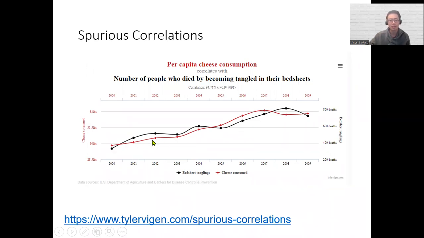And if we put the two graphs together, you see that they look very much alike, right? So does eating more cheese make you more likely to get tangled and die from your bed sheet? Probably not, right? Very likely not. But yet they have a very similar pattern. So this just illustrates my point: just because two things appear to be correlated does not mean they have a cause and effect relationship. Okay, correlation does not imply causality. That's the key thing to remember.